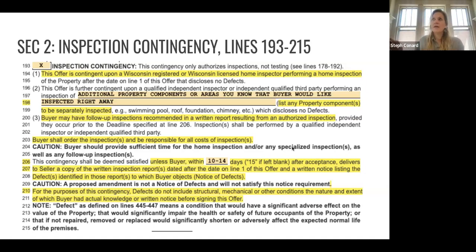And I just need to also comment here that seasoned agents, new agents, the inspection contingency is by far the most confusing of the contingencies in the offer to purchase. And as you start to practice and see how these things play out, you'll have a better understanding of it.